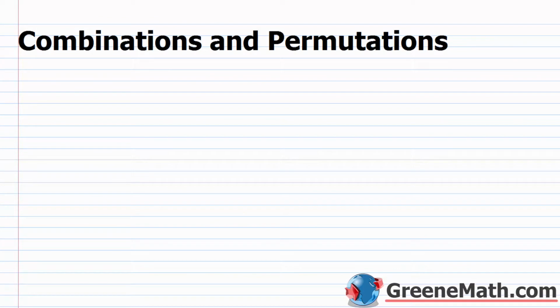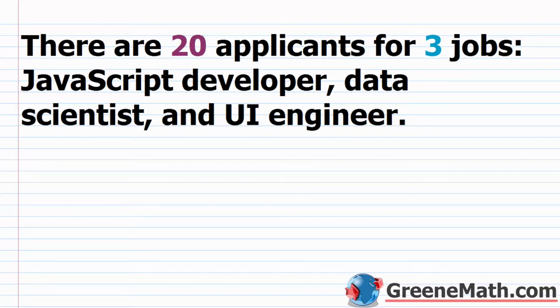In this lesson, we want to talk about combinations and permutations. When we get to this section, a lot of students have difficulty determining whether to use the formula for permutations or the formula for combinations. We're going to start out with one where there are 20 applicants for 3 jobs: a JavaScript developer, a data scientist, and a UI engineer.